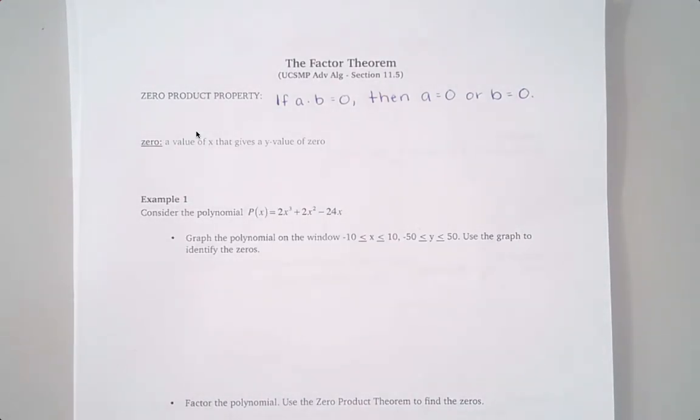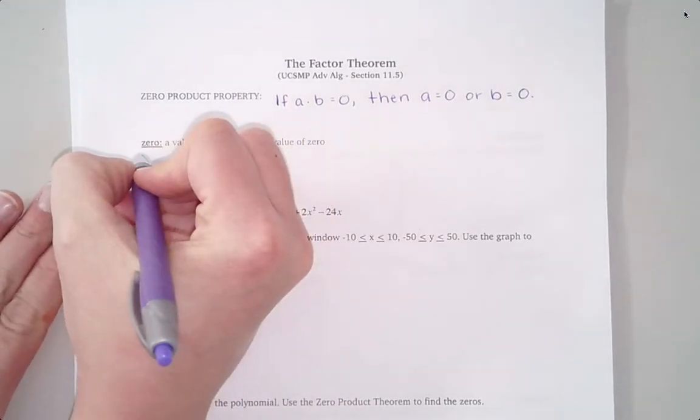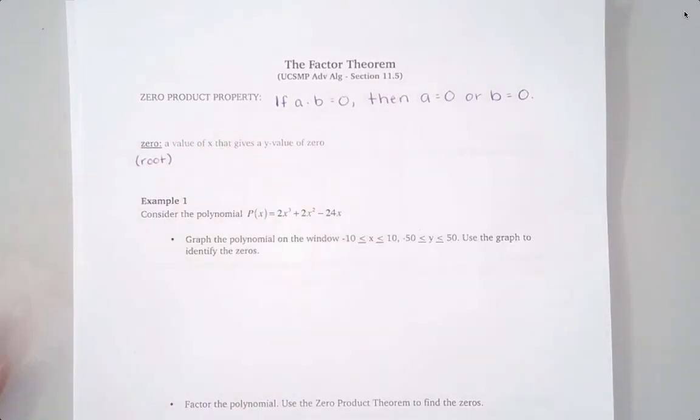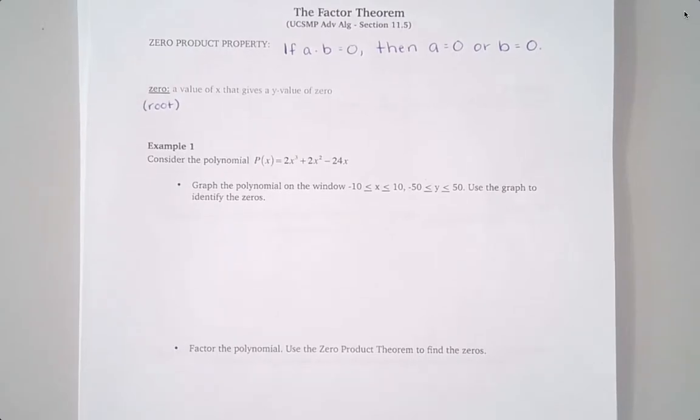And when I use the word 0 in regards to a polynomial, the 0 is the same thing as a root or an x-intercept. It gets its name because it's the value of x that makes the function equal to 0. So just know that I'm using 0 and root interchangeably here. Taking a look at this first example, it says to graph this polynomial on this particular window and use the graph to identify the zeros.